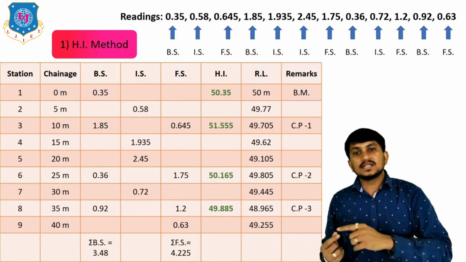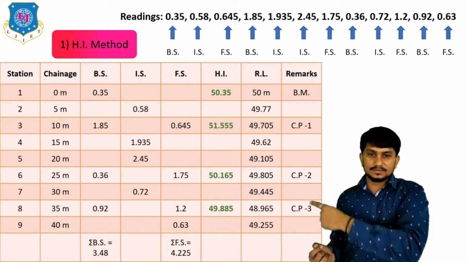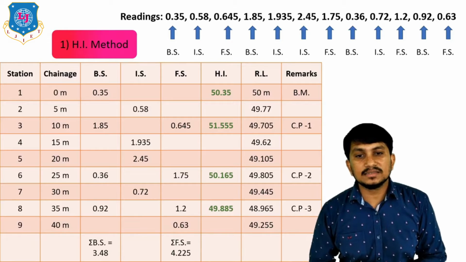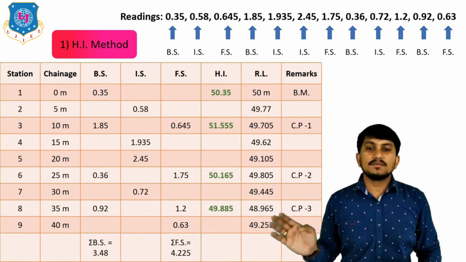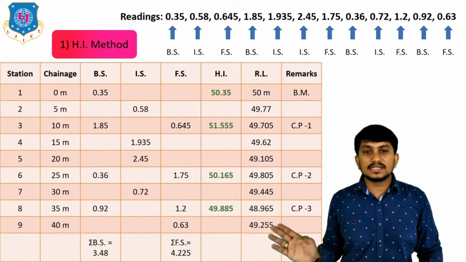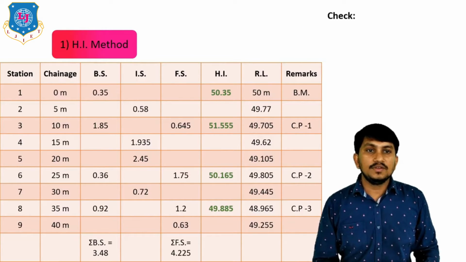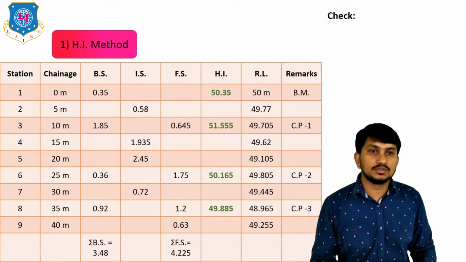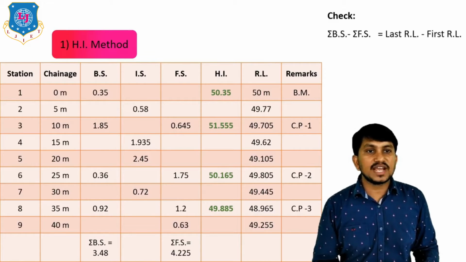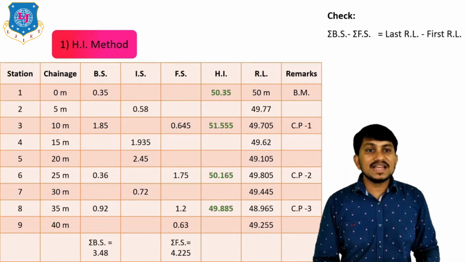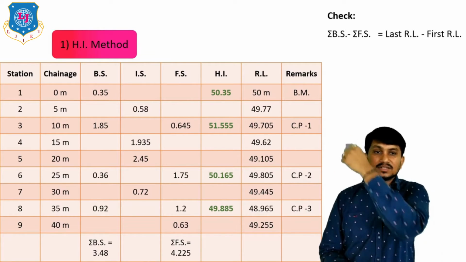Sigma BS is the sum of the readings of BS. Sigma FS is the sum of FS readings. Sigma BS is 3.48, sigma FS is 4.225. Now we will check whether the reading is correct or not. In HI method, the check is like this. Sigma BS minus sigma FS should be equal to last RL minus first RL.